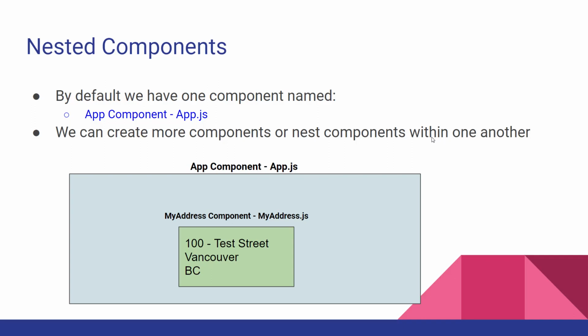We can definitely nest our components within other components, or we can create some independent components without nesting also. That all depends upon how you want to structure your app. By default, we have one component named the App component. Normally it is found within the app.js file, and that's the default component that you would see within your React app whenever you create that scaffolding.